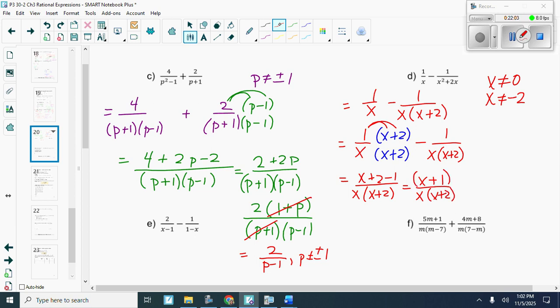Guys, can I simplify that? Is there anything the same on the top and the bottom? No. The binomials are not the same. We cannot cross out. If you were thinking, well, I got an x on the top and an x on the bottom, that's why I put brackets. X is connected to the 1, so that makes it a binomial, and there isn't a matching binomial on the bottom. So then just write your non-permissible values.